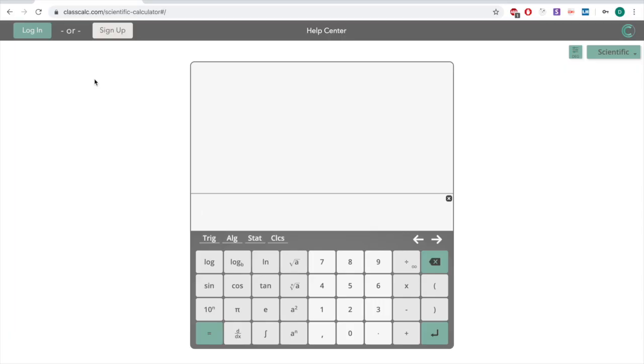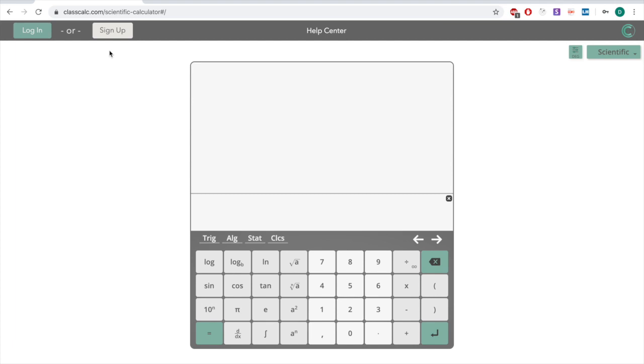What's up, guys? My name is Daniel, and we're going to do a practice test for the AP exam for 2020 for AP Calculus AB. As you guys probably already know, it's a take-home exam this year, and you're going to be allowed to use notes and online resources such as an online calculator. We're going to use ClassCalc here. It can be easily accessed, just classcalc.com/scientific. I'll put the link in the description.